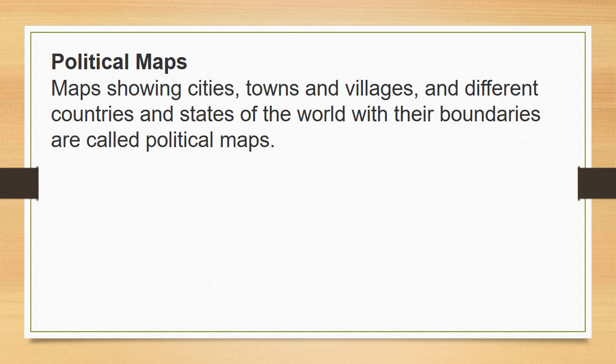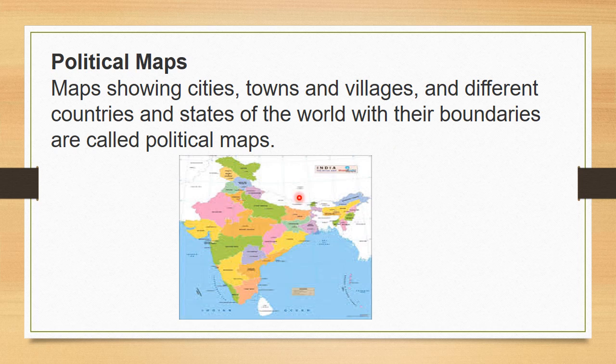We are going to see the next type of map, that is political maps. So, what are political maps? Political maps show cities, towns and villages and different countries, states of the world with their boundaries. That map shows cities, villages, different countries, their states along with the boundaries, and is called a political map.